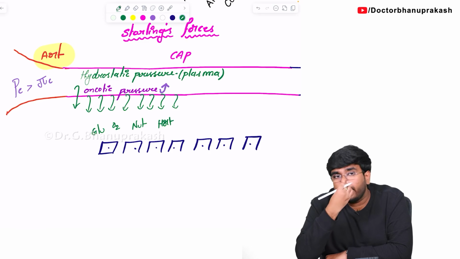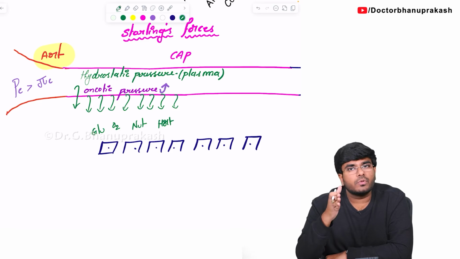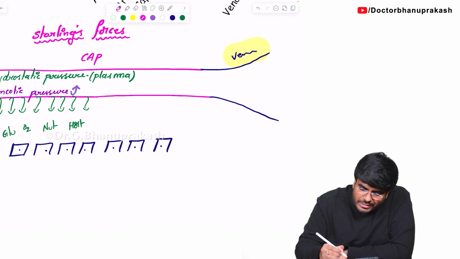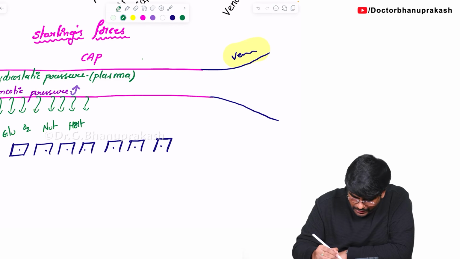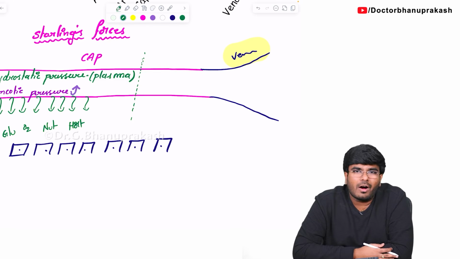So, always remember, in the beginning of the capillary, hydrostatic pressure is always greater than oncotic pressure. So, fluid moves out of the capillary. But tell me, after a few days, what will happen? In the beginning, it's the wife giving you the pressure. So after some days, what will happen?